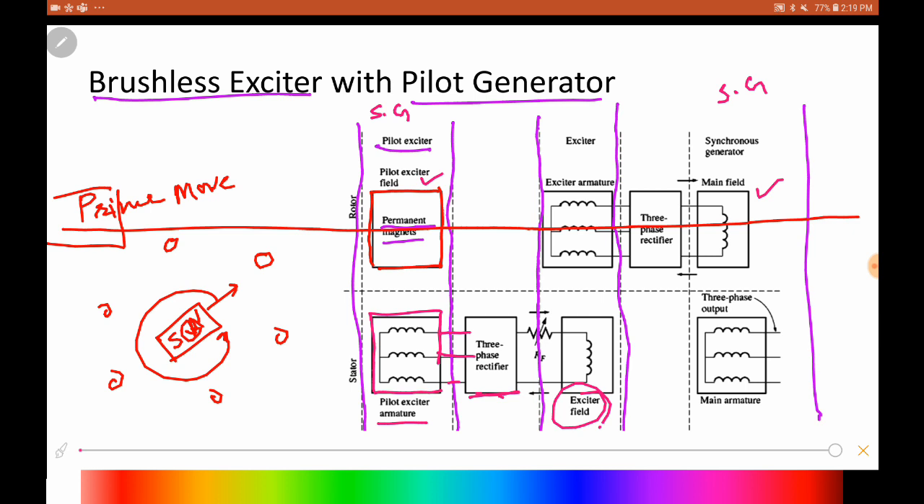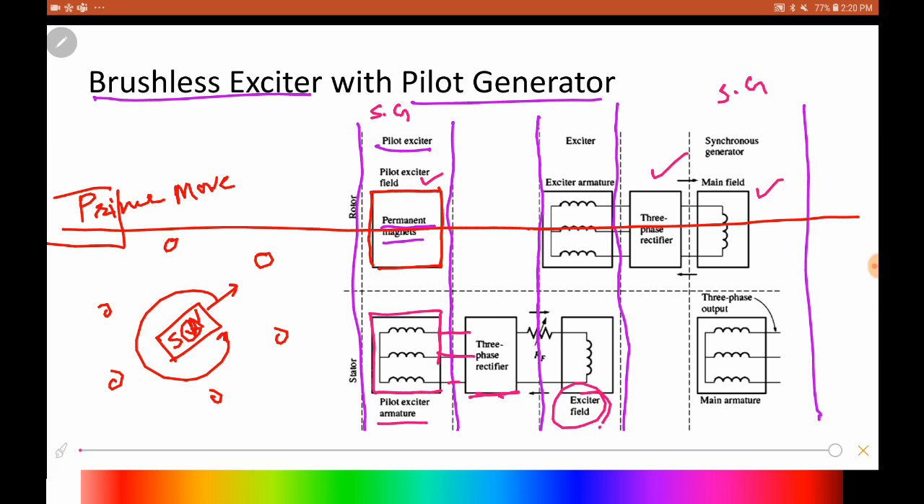Then the process goes on. This exciter field is now DC, and on the rotor you have a three-phase set of windings which are rotating. It will generate voltage, and that voltage will be rectified again by a three-phase rectifier, which is on the rotor, converting it into DC. That DC will be supplied to the main field winding, and that will generate the main voltage in our main armature.